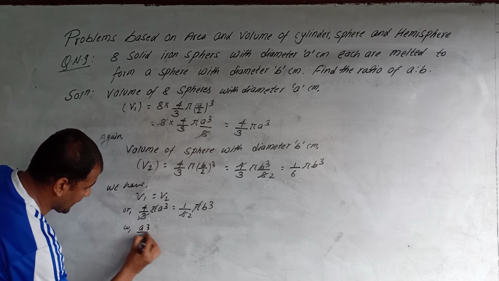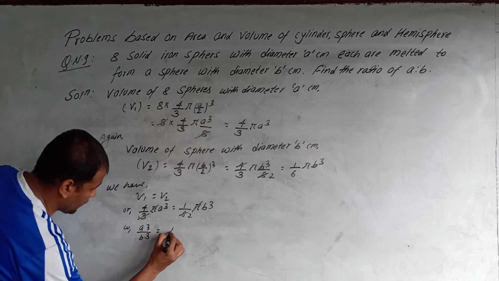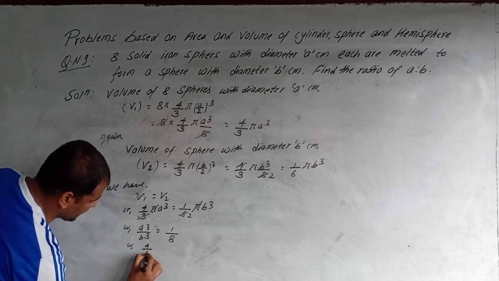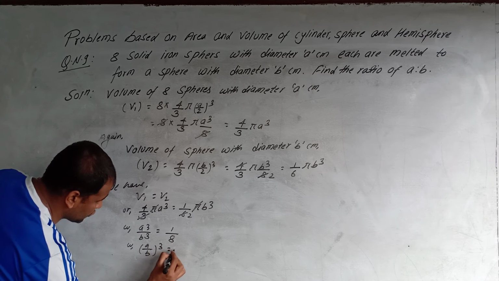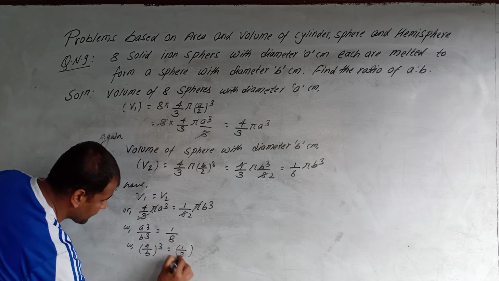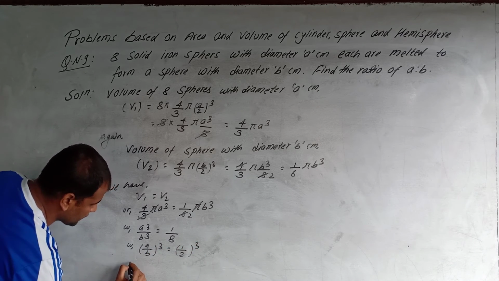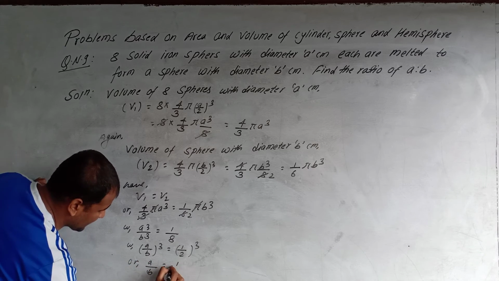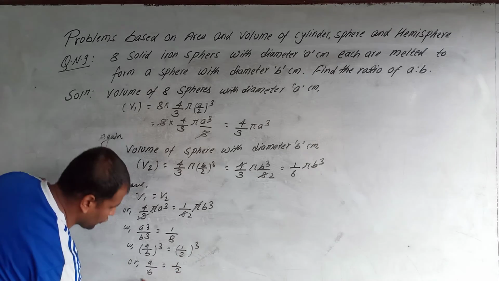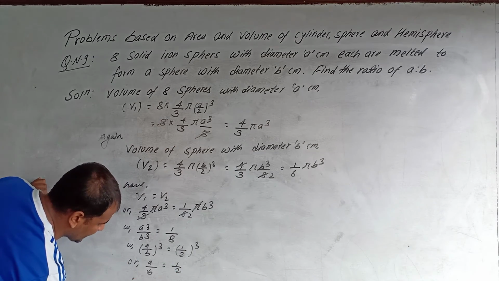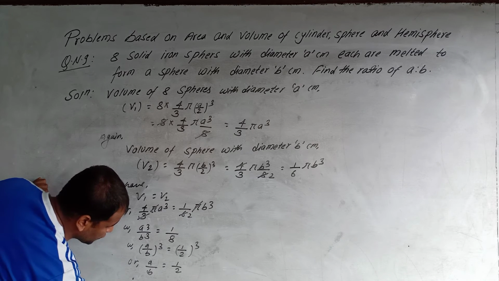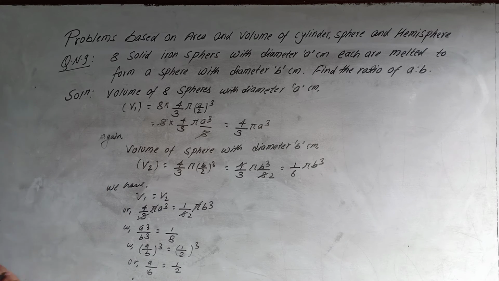A cube by B cube is equal to 1 by 2 2s are 8, or A by B to the whole cube is equal to 1 by 2 to the whole cube, or A by B is equal to 1 by 2. Therefore, we can write here A is to B is equal to 1 is to 2. In this way, we find the ratio of 2 diameters.